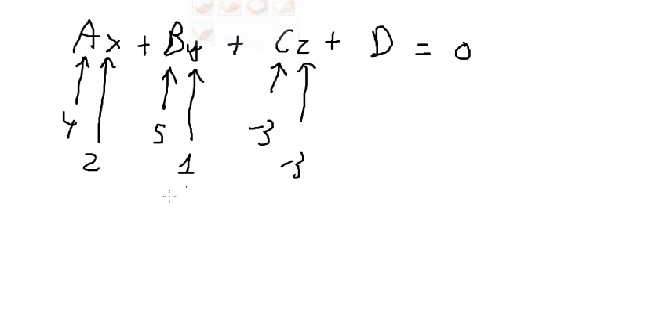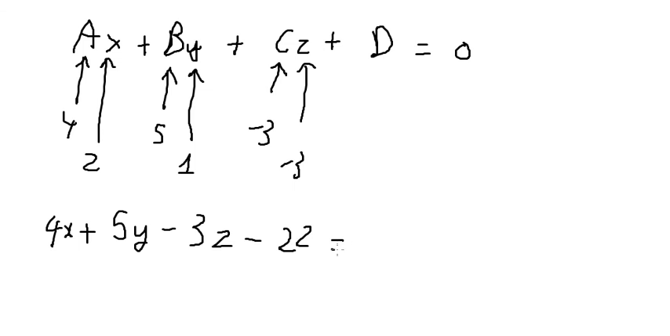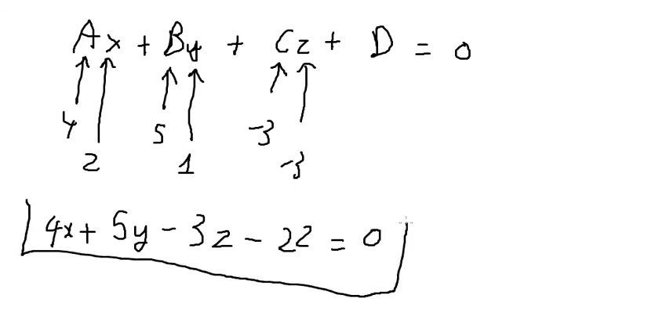That should be 4x plus 5y minus 3z minus 22 equals 0. And this is the final answer we need to find in here.